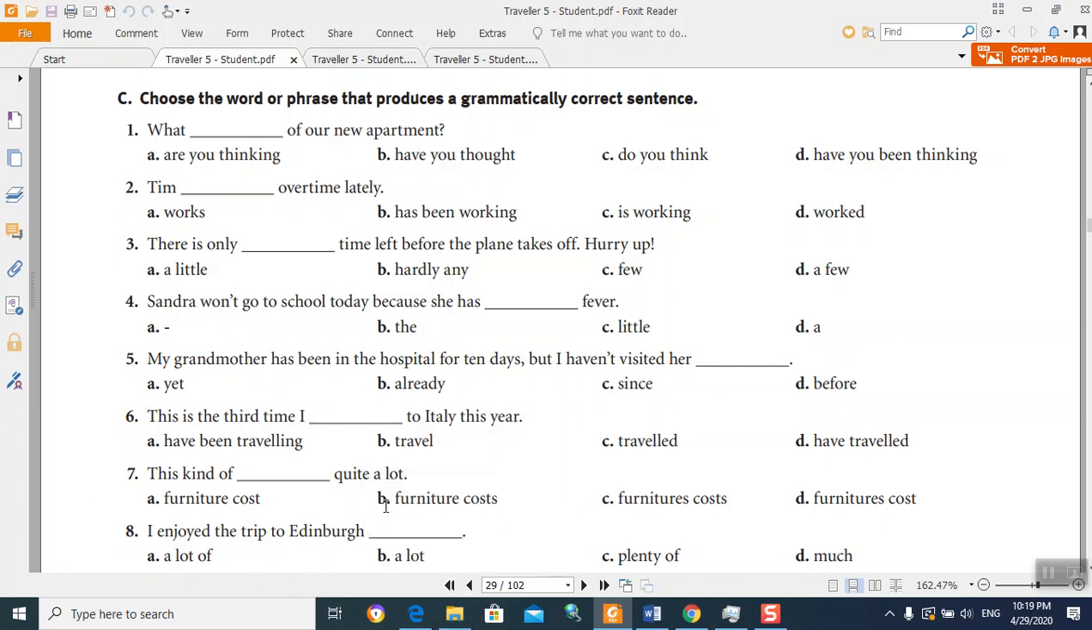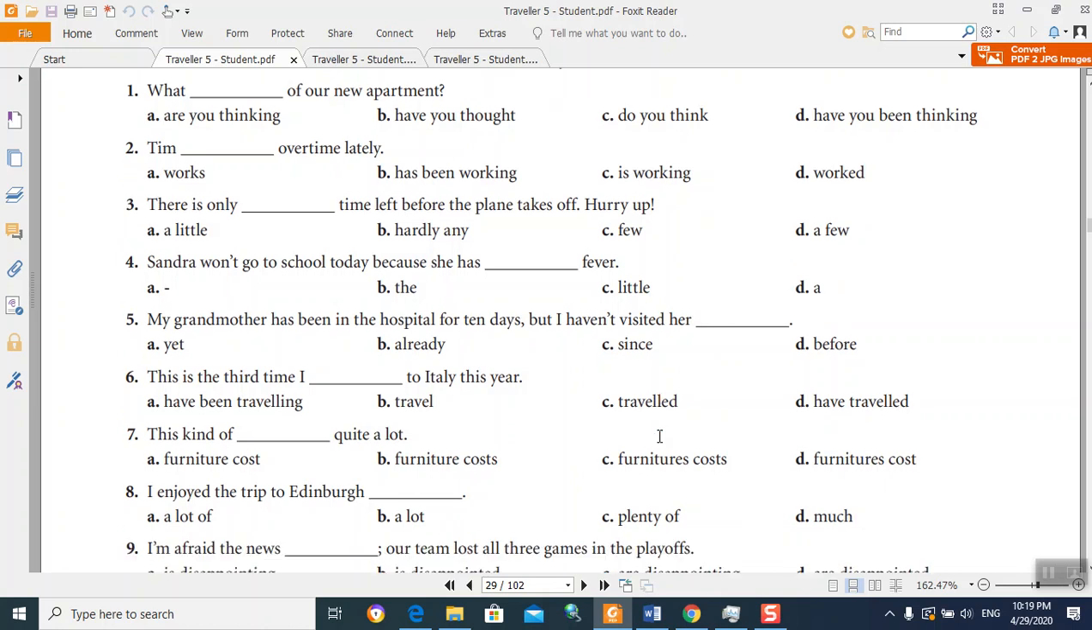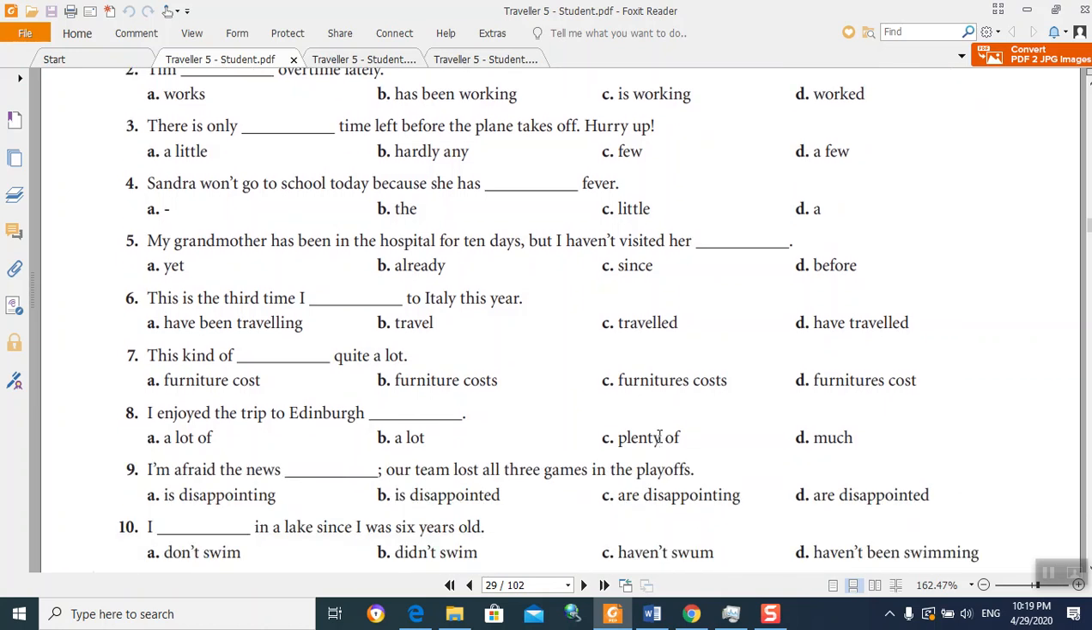It should be B. Furniture costs. Because when it is singular, we add S to the verb in the present simple. Okay? Furniture is uncountable, and we use it as singular, and we add S to the verb. Number 8. I enjoyed the trip to Edinburgh. Here, you use one like an adjective. To Edinburgh a lot. It is B, the answer.